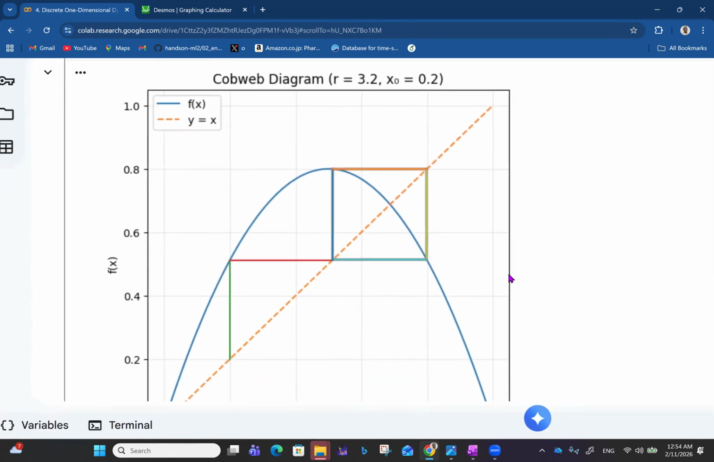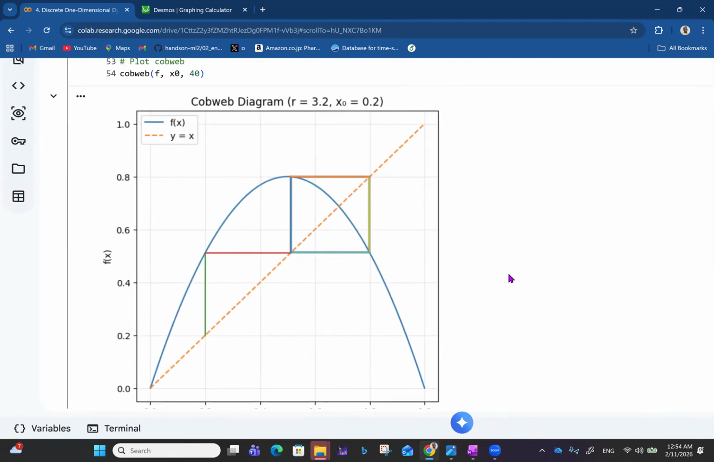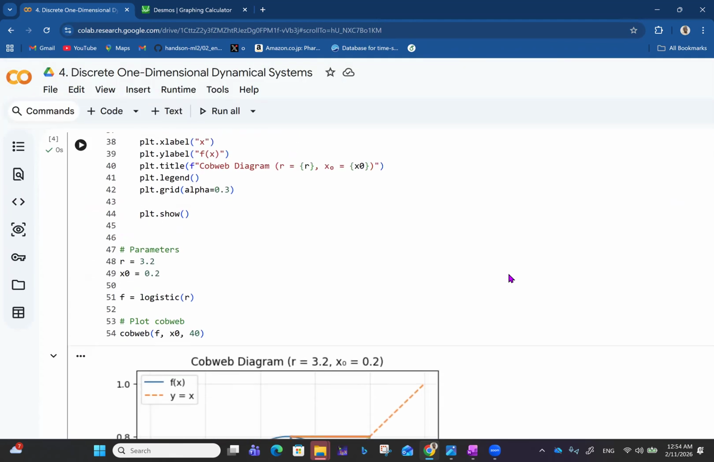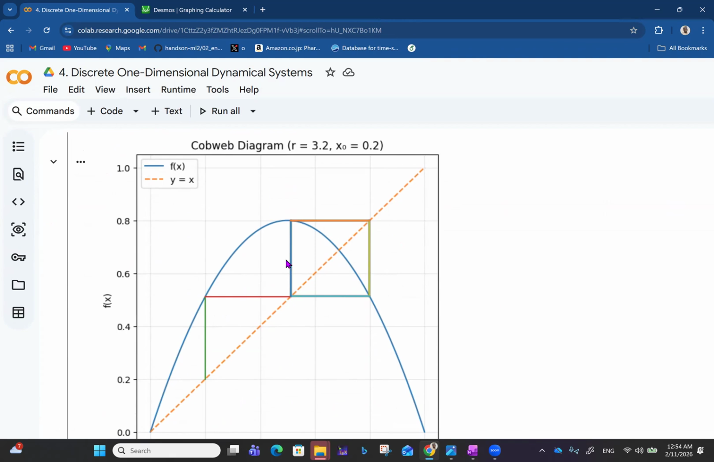Some people call it cobwebbing. The cobweb diagram helps you, like we said, to see convergence, cycles, and chaos. In this case, it looks like we have a kind of cycle, because if you start from 0.2, you go to the y equals x line, then you go to the function. From there, you go to the line again, then to the function, then to the line again, then back to the function. So it's more like you are trapped in a cycle, and that looks like a triangle here, right?